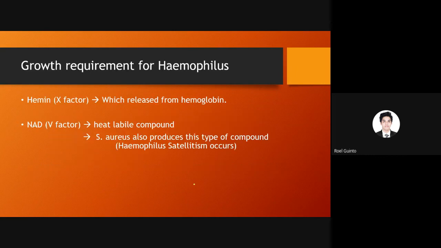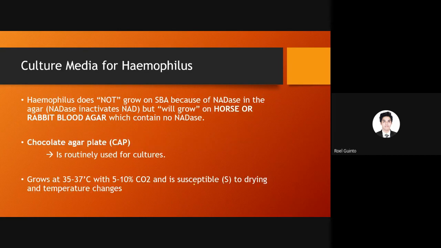So, growth requirements for Haemophilus: we need hemin and NAD. Hemin is the X factor, which is released from hemoglobin, and NAD is the V factor, which is the heat-labile compound. This NAD compound is also seen in S. aureus, because S. aureus produces V factor, which is essential for the growth of Haemophilus. Kaya kung mapapansin nyo, si Haemophilus pwede siya tumubo sa colony ni S. aureus, o nagkakaroon tayo ng Haemophilus satellitism sa culture media.